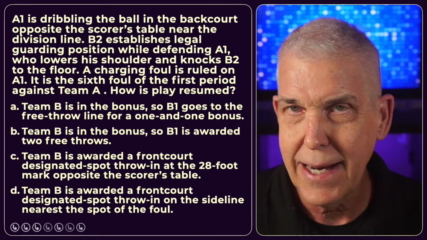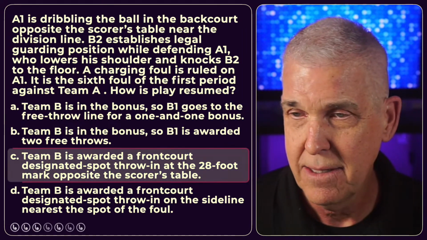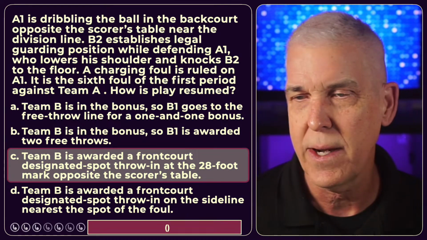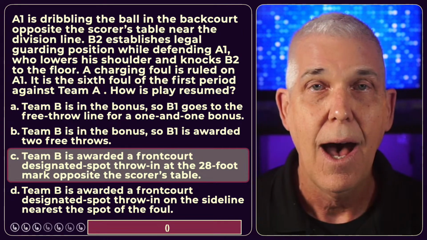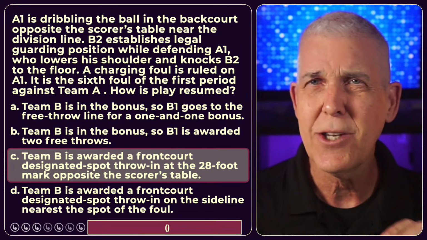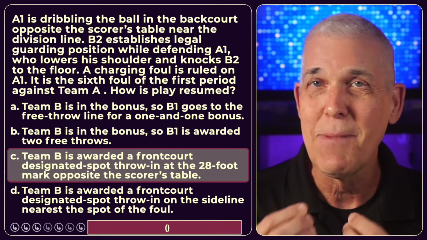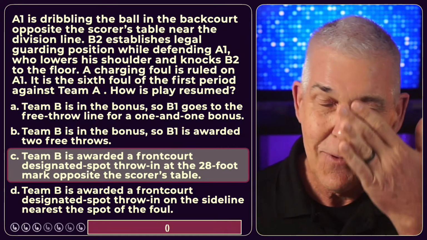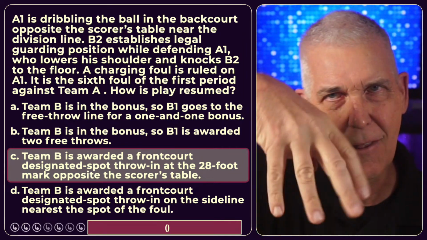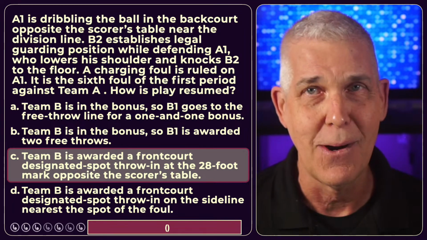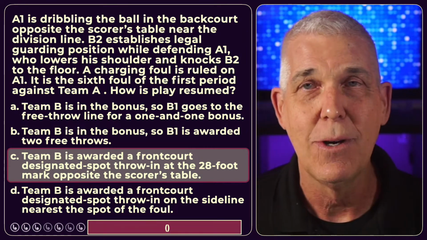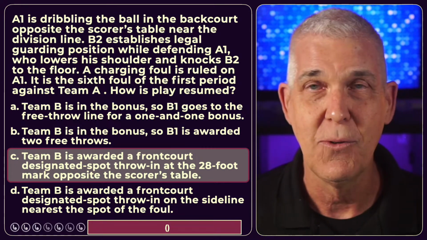Let's see what our correct answer here is. C. Team B is awarded a front court designated spot throw-in at the 28-foot mark opposite the scorer's table. Early in the season, we may struggle with these situations, but we can get things right as a crew. I want to give a little 4-down signal to my partner: hey partner, 28-foot line. But that's what we have on that one. So we're successful. Let's move on.